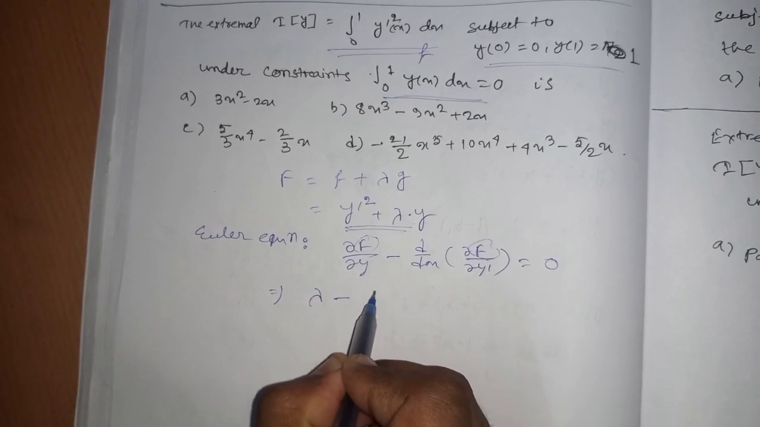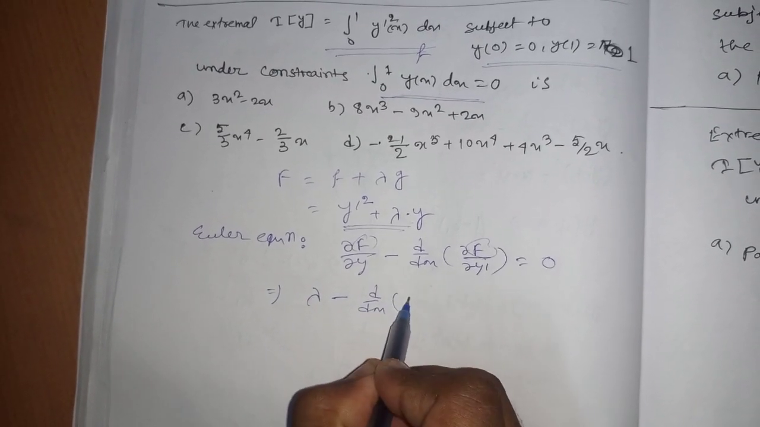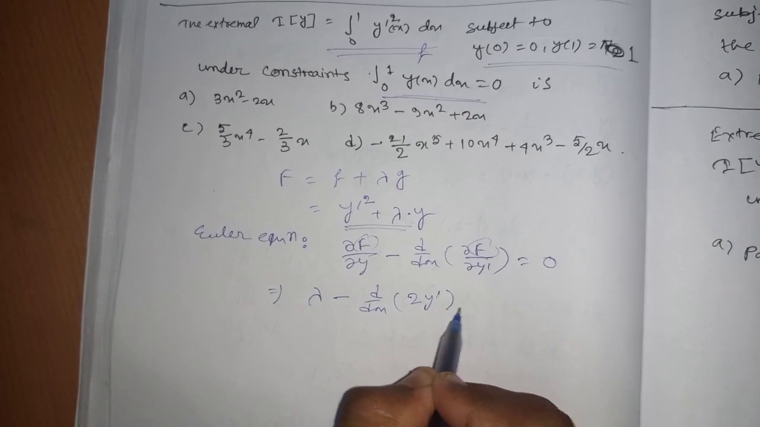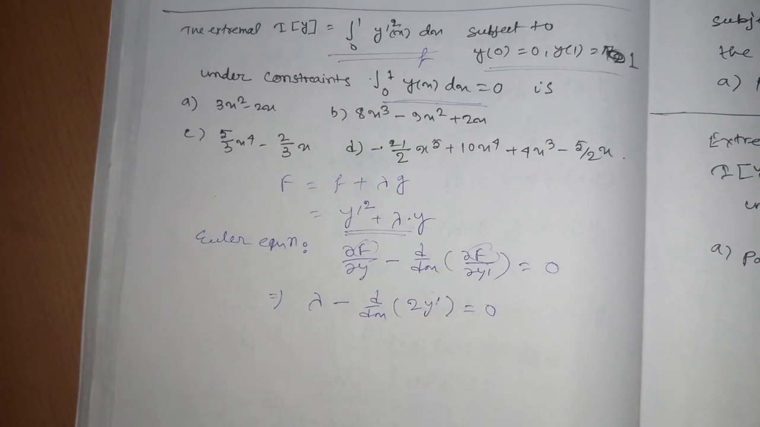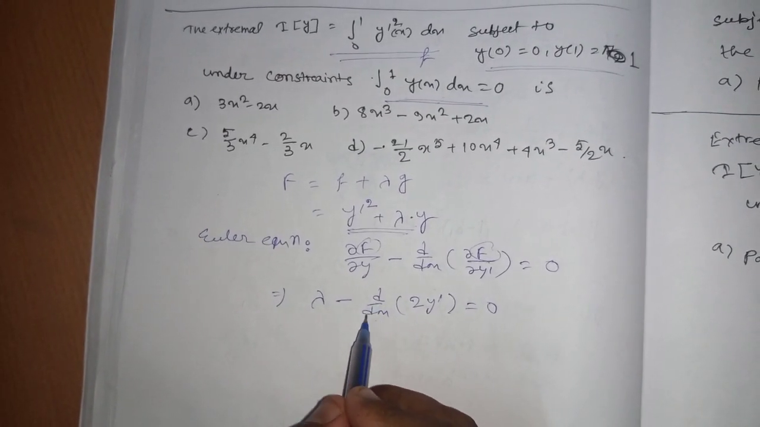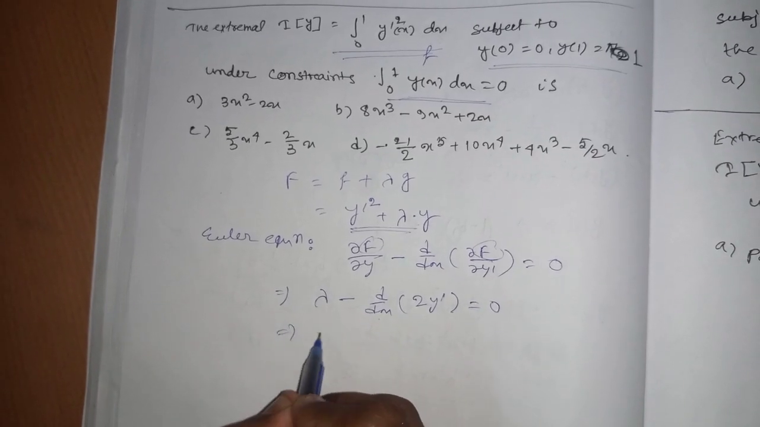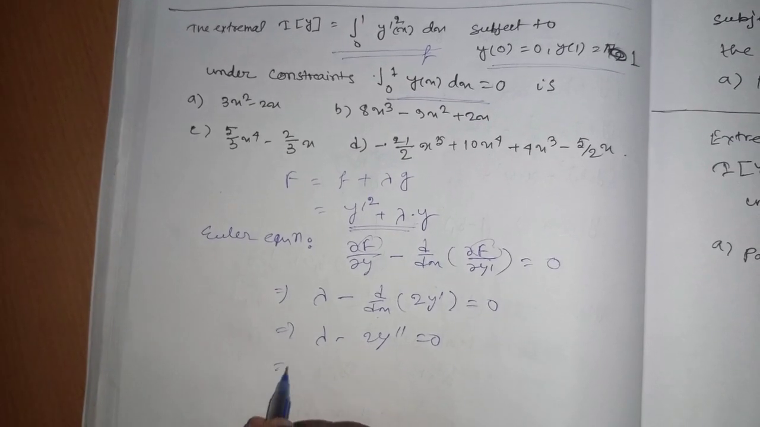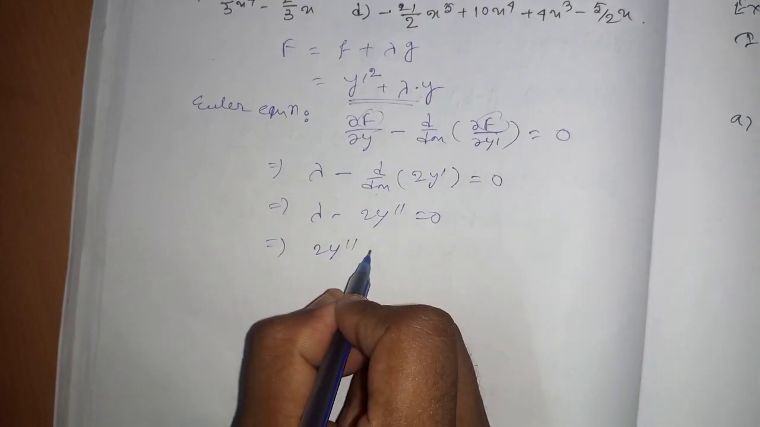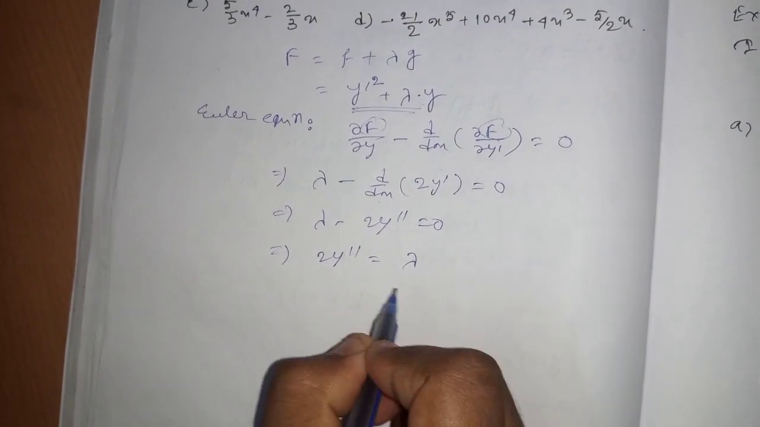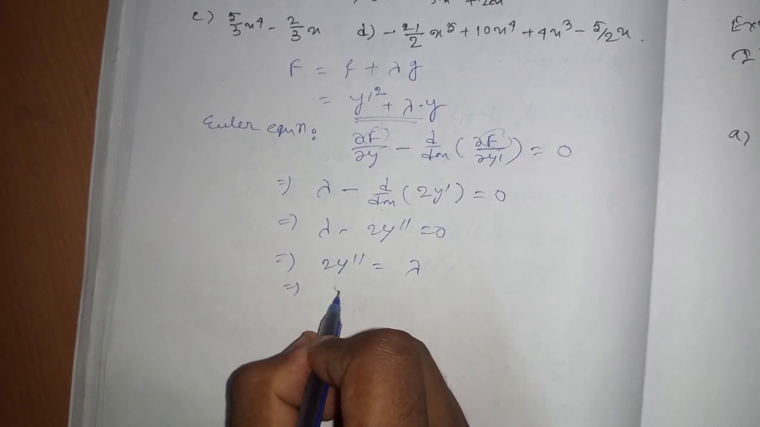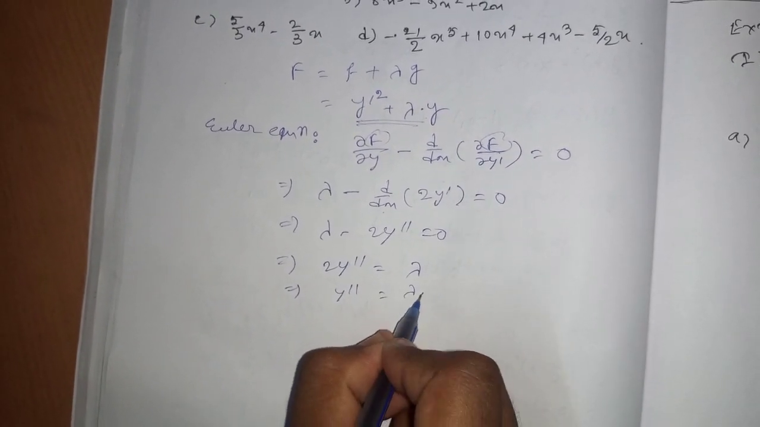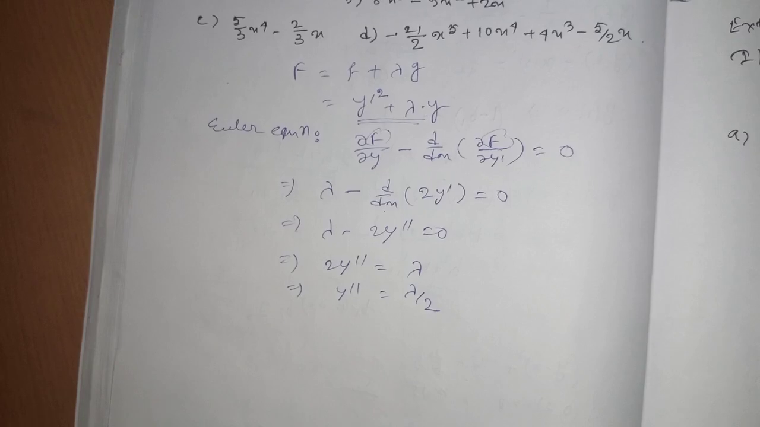What will we get? We will get lambda minus d/dx of 2y dash equal to 0. Now d/dx of 2y dash means 2y double dash equal to 0, right? That is 2y double dash equal to lambda. So y double dash equal to lambda by 2. Okay.